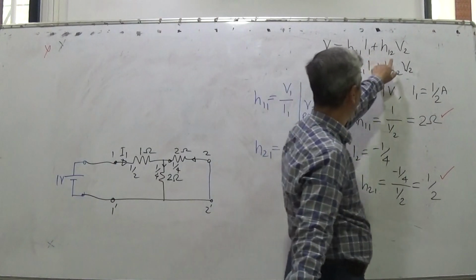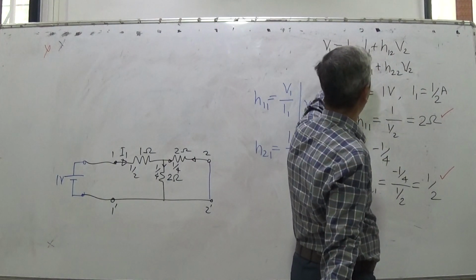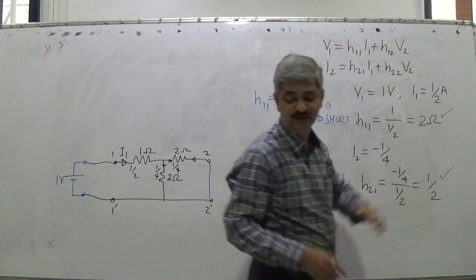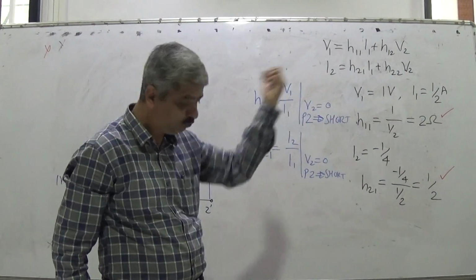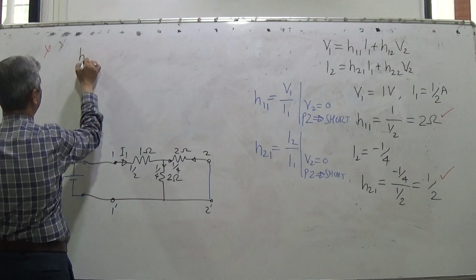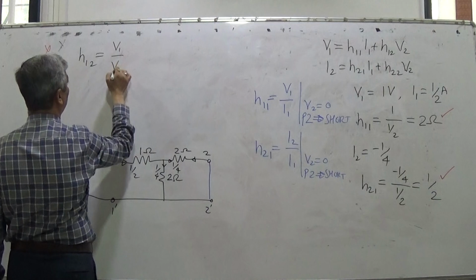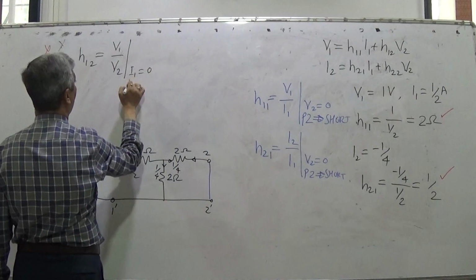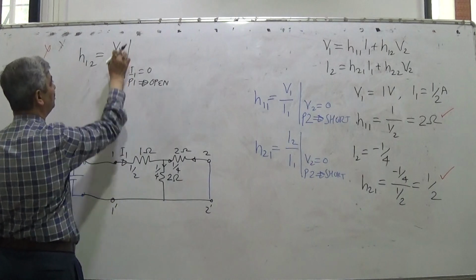Using the first equation, when we want to calculate H12, we want to nullify the effect of H11, so I1 should be 0. So when I1 is 0, port 1 should be open. When port 1 is open, you can't connect a voltage at port 1, you have to connect the voltage at port 2. So what is H12? H12 is equal to V1 upon V2, when I1 is 0 or port 1 is open, and naturally it is a ratio of voltages, so it will not have any units.